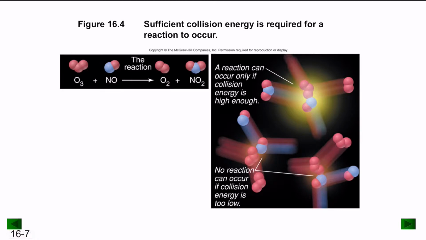So, sufficient collisions. Notice that when this reaction occurs, the ozone must collide with the nitrogen monoxide to form oxygen and nitrogen dioxide. Now when this reaction occurs, they have to have collisions between ozone and nitrogen monoxide, but there can be collisions between ozone and oxygen, or ozone and nitrogen dioxide. So this cannot work. A reaction can only occur if the collision energy is high enough. No reaction can occur if the collision energy is too low. So it needs to be a certain amount for the reaction to occur properly.